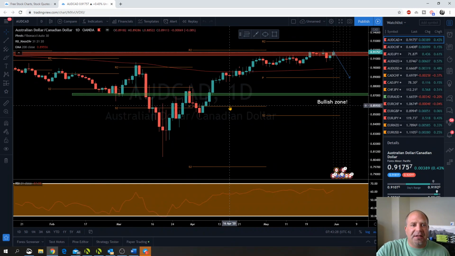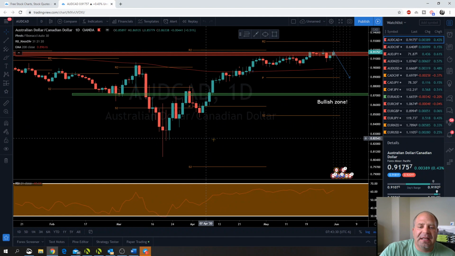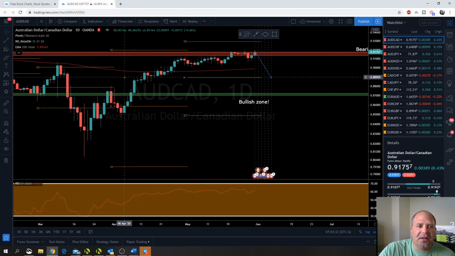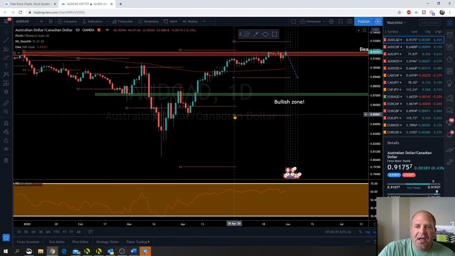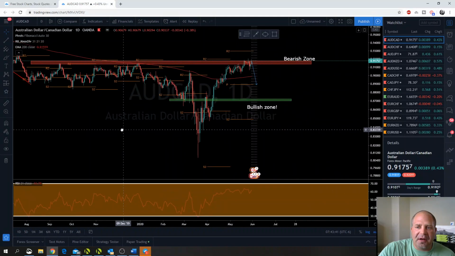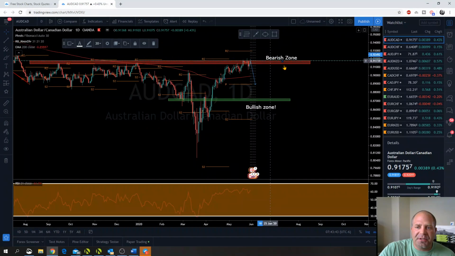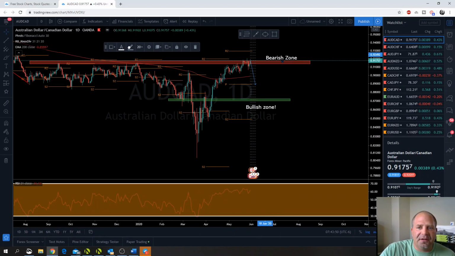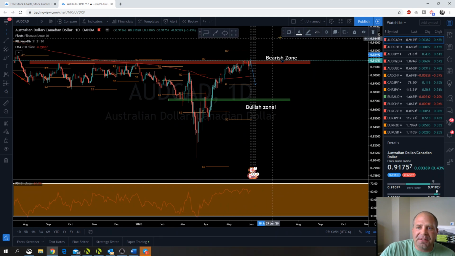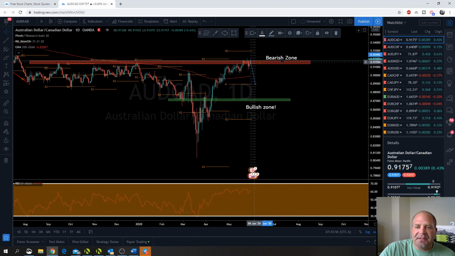All right, Australian dollar, Canadian dollar. We saw a little bit of strength in the Canadian dollar midweek last week, but the Australian dollar continues to be strong. However, guys, we've run right into our bearish zone, and we have a missed pivot from last week. These are conditions I love to look for, conditions that break down to the pivot.